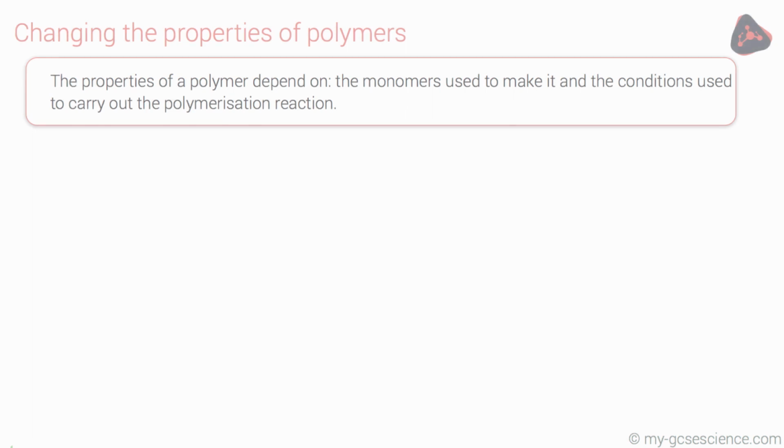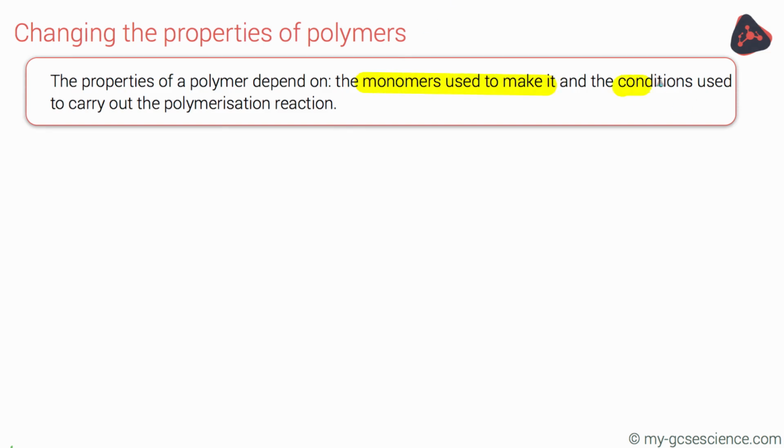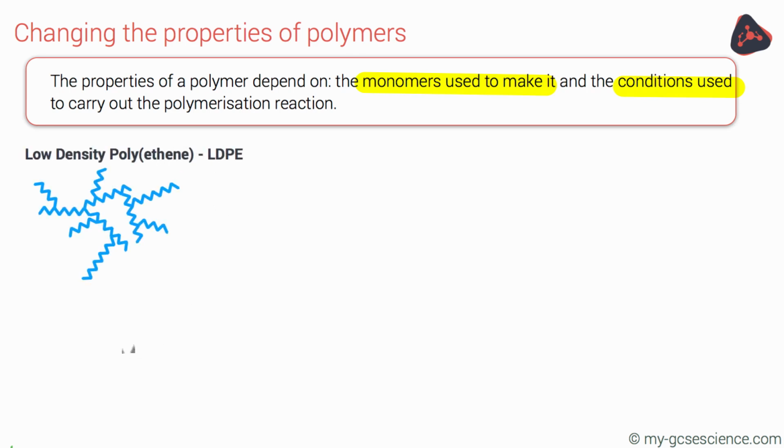Finally, let's look at some properties of polymers. In the organic topic, we looked at how polymers are made and some of their uses. But you also need to know that you can change the properties of polymers, depending on what monomers are used to make it and the conditions that are used to carry out the polymerization. Here are a couple of examples that you're expected to be aware of.